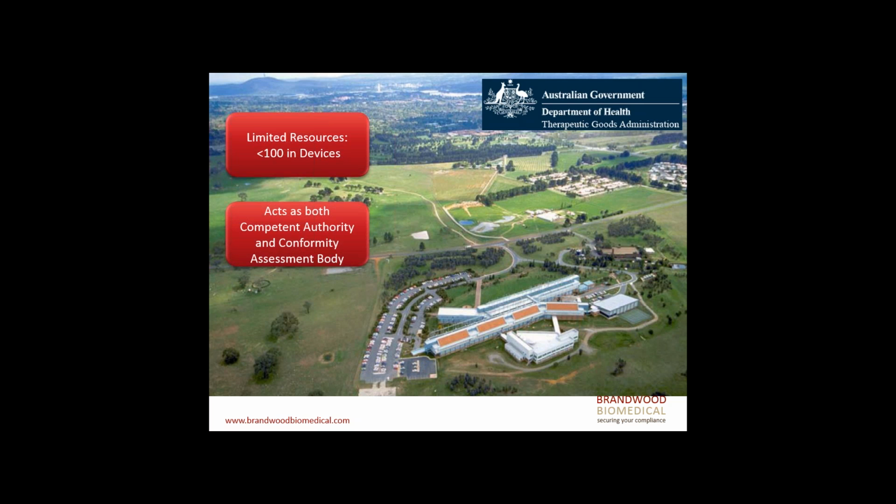One notable difference between Australia and Europe is that TGA acts both as the competent authority and the conformity assessment body. In Europe, however, they are quite separate. The competent authority is a member state in the European Union, and the conformity assessment body is actually the notified body, and they carry out the conformity assessment procedures on the device and the manufacturer.